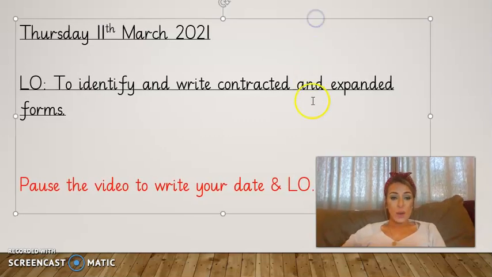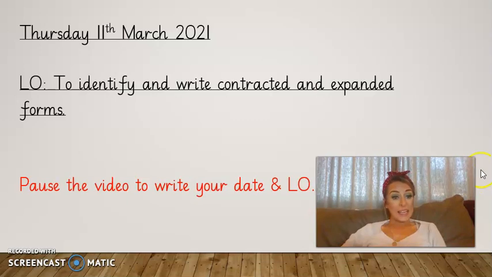So what I'd like you to do is pause the video and write your date and your LO really neatly in your book. When you're ready, unpause the video. Okay, so as I said, today we're going to be thinking about contracted and expanded forms.